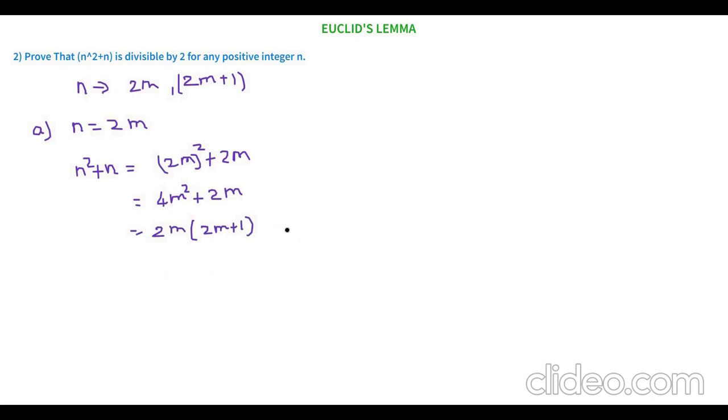Now let me take r equals m times (2m plus 1). So in place of this whole number, I'm going to put it as r. So this is equal to 2r. So now we can clearly tell that this is divisible by 2. 2r is exactly divisible by 2. So therefore n square plus n is exactly divisible by 2. So since it's exactly divisible by 2, it is a positive integer also, and it is exactly divisible by 2.